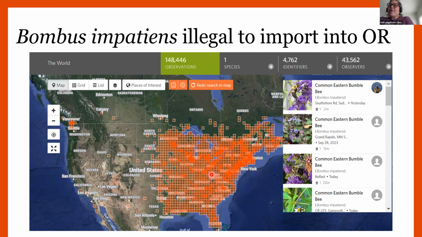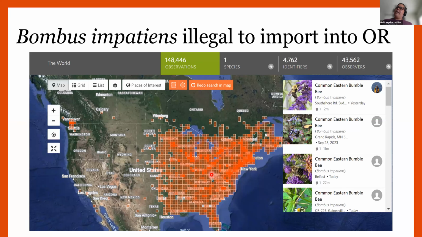Unfortunately, even though Bombus impatiens is the only bumblebee that has been domesticated so that you can actually go online and buy them, it is illegal to import Bombus impatiens into the state of Oregon. If you want to import them into the state of California, you need a special agricultural permit. And if you want to import them into the state of Washington, you need to ensure that you have a screen structure which will not allow the escape of Bombus impatiens into the wild.